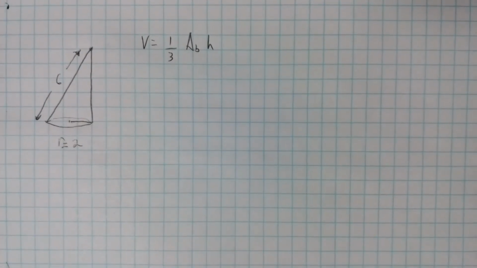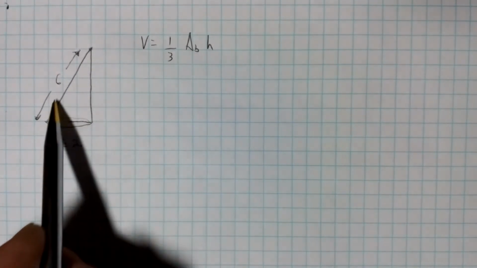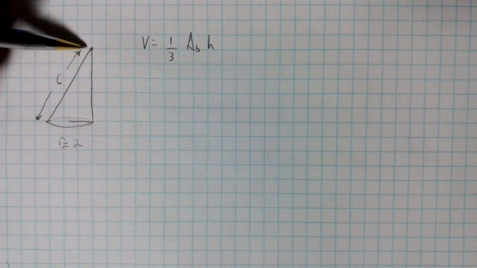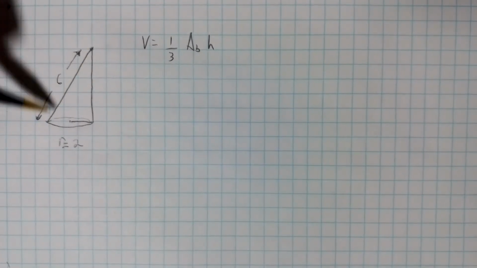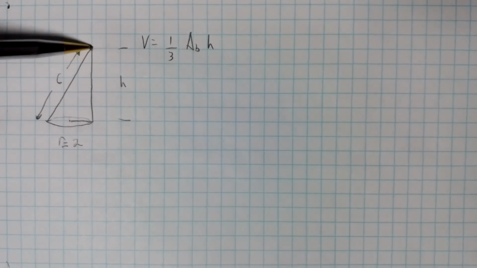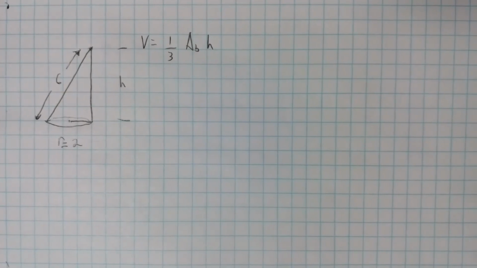So the information given is just the radius, and then the length of this side, but again, that is not the height. That is an angled leg here with a length of 6. The distance from here to here, that is the height. So we have to do some calculations.